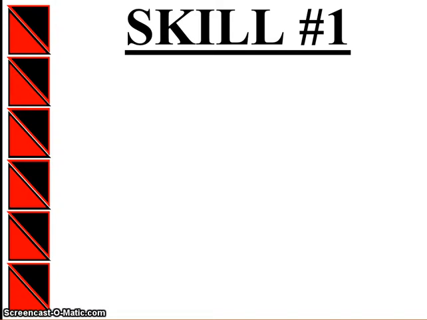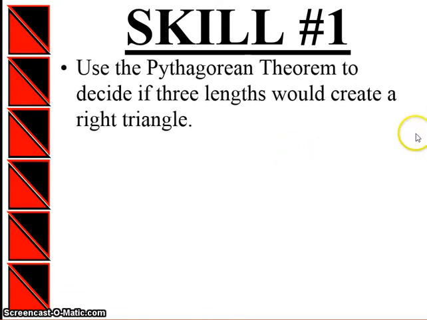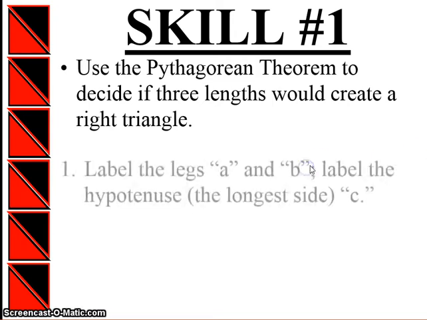Hello students, in this part of our lesson we are going to learn skill 1 regarding the Pythagorean theorem. Skill 1 is to use the Pythagorean theorem to decide if 3 lengths would create a right triangle or not. This is also called a Pythagorean triplet if it does create a right angle.